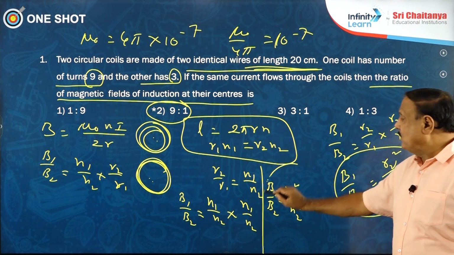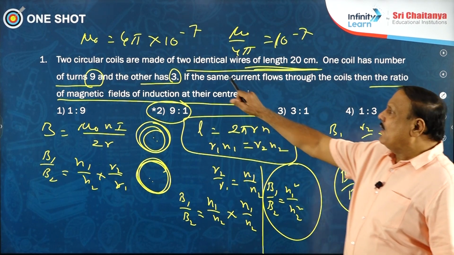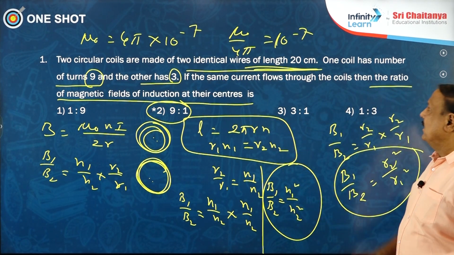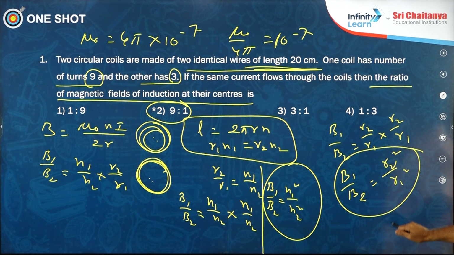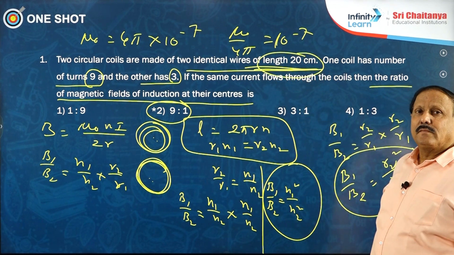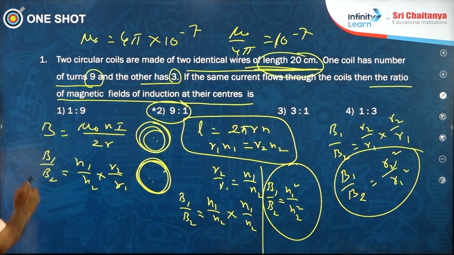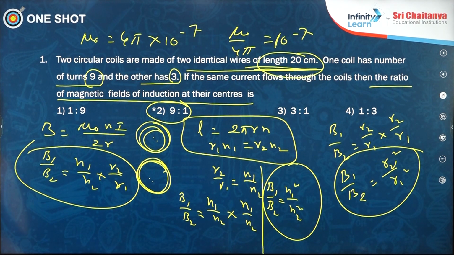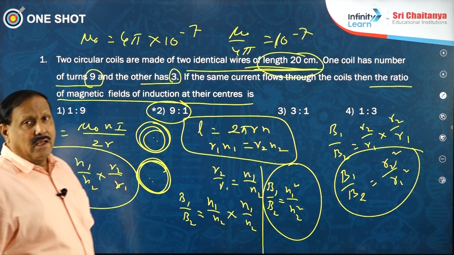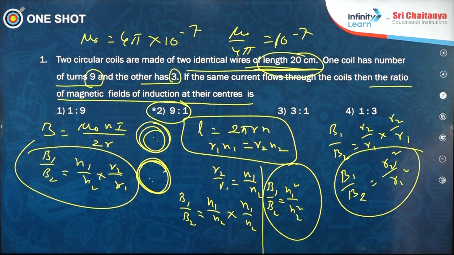So, these are the two different formulae depending on the data. Again I am telling, if the number of turns are given, this is the formula. If radii are given, this is the formula, provided the coils are made of the same wire. If the coils are made of two different wires, you have to take the general formula. So, we have to be very careful in doing the problems. It all depends on the data given in the question. Now, let me go to the second one.